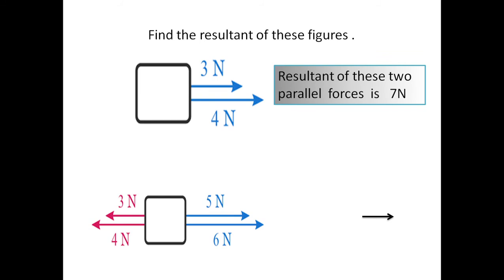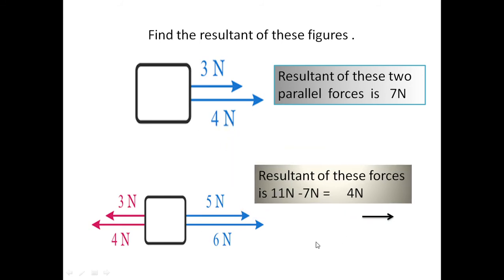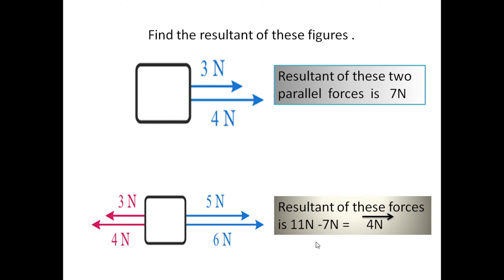And in the second example here, how many forces are applied on this object? You can see 4 forces are applied. There are two parallel forces to the left, two parallel forces to the right. What is the sum of these two forces? 7 Newton. And here 6 plus 5, 11 Newton. So the resultant of these forces is 11 minus 7 Newton equals 4 Newton to the right.